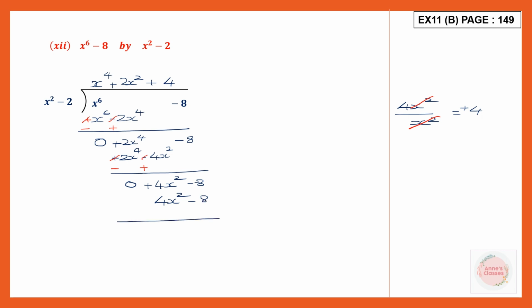So we've got this. Now let's change the sign. The signs will change. This is plus. This is now going to become minus. And minus has become plus. Now 8 minus 8 is 0. Similarly here also 4x minus 4x is 0. So now we have our quotient. Our quotient is x to the power of 4 plus 2x square plus 4, which is our final answer. So let's write down our final answer here. X to the power of 4 plus 2x square plus 4. This is our final answer.